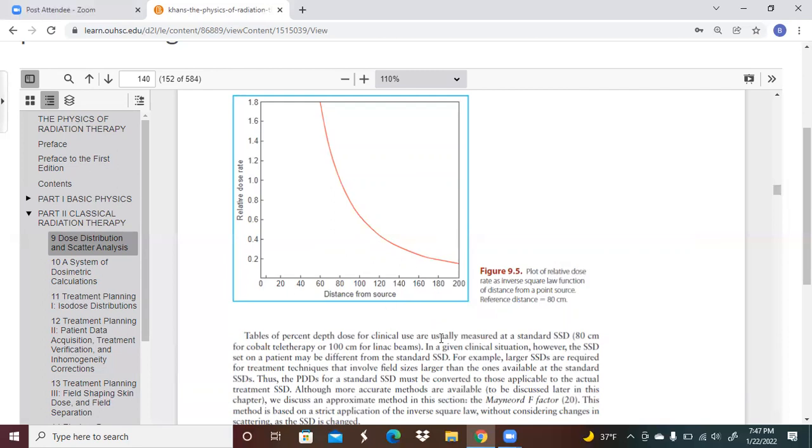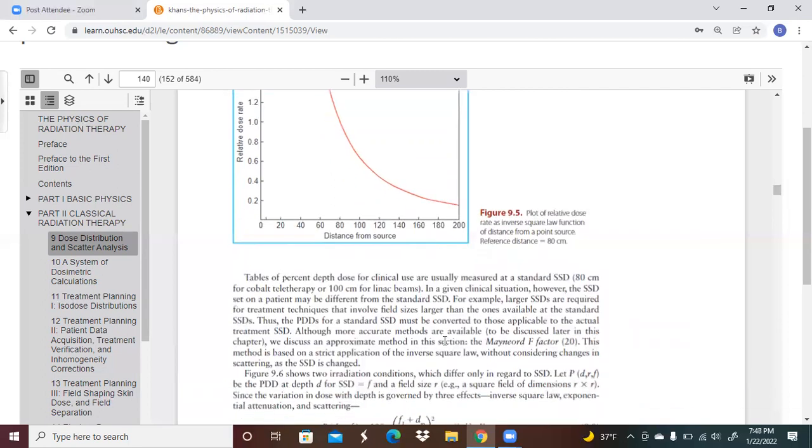So tables of percent depth dose for clinical use are usually measured at a standard SSD. Usually it's 100 centimeters for Linac beams. We're not really that concerned with cobalts. In a given clinical situation, however, the SSDs are set on a patient and they may be different from the standard SSD.